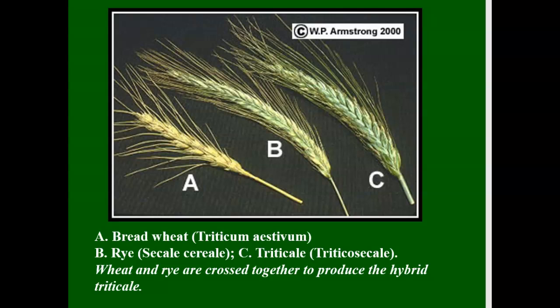I think I just showed you that same picture. The bread wheat there is A, B is rye, and triticale is C. Almost all of our stuff, most of our bread, comes from triticale, and you can see it's much bigger. The grains are much larger, and so that's mostly what's grown in this country.